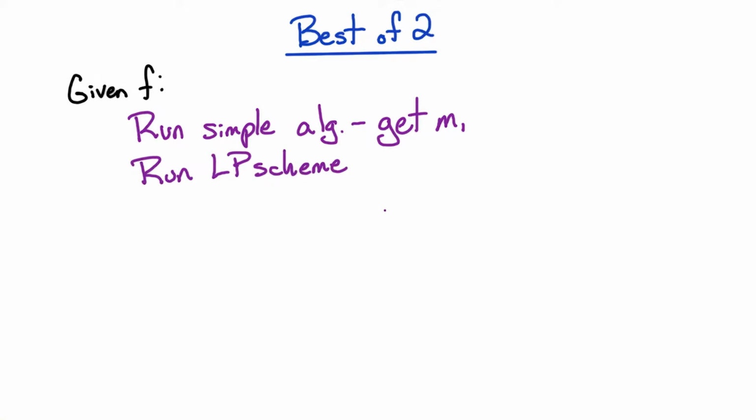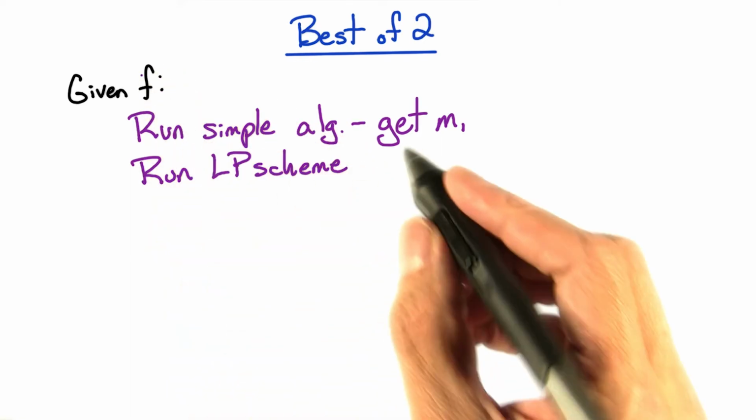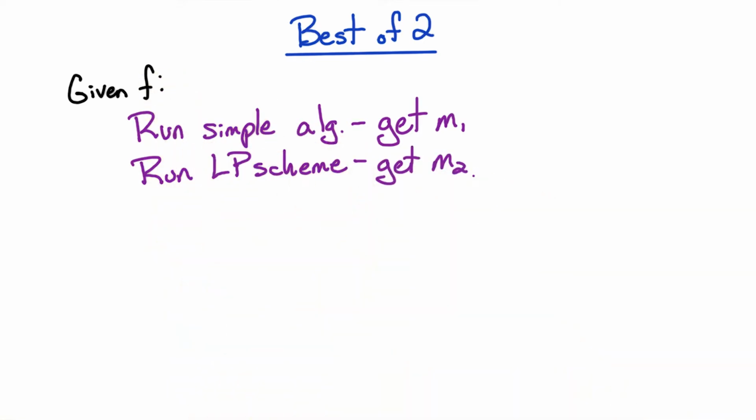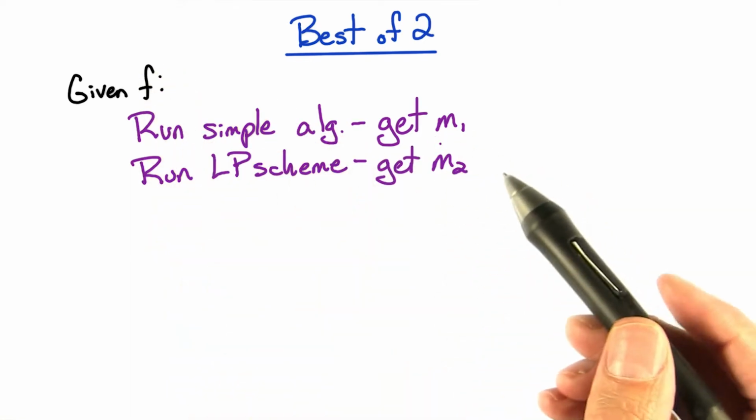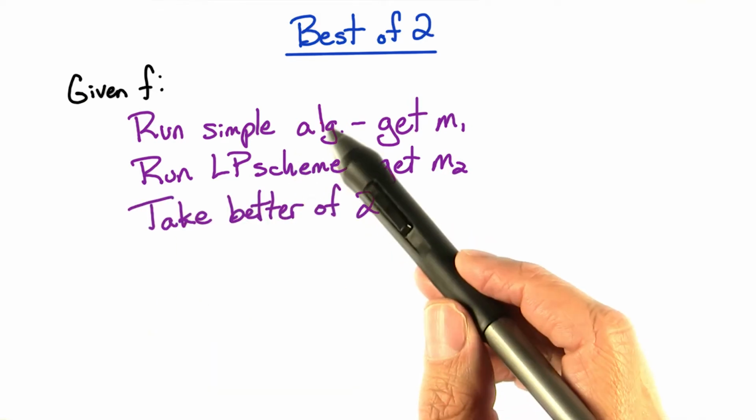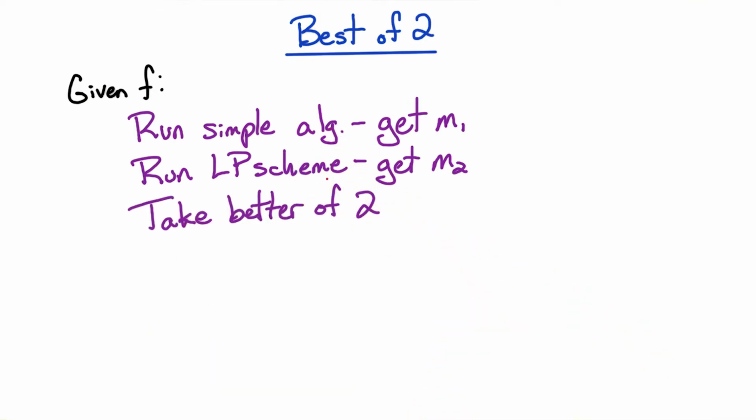We also run the LP-based scheme, and we get an assignment. We look at how many clauses are satisfied by that assignment. Let's say it satisfies M2 clauses. And whichever of these two is better, we take that assignment. So we look at both of these assignments and we take the better of these two assignments.